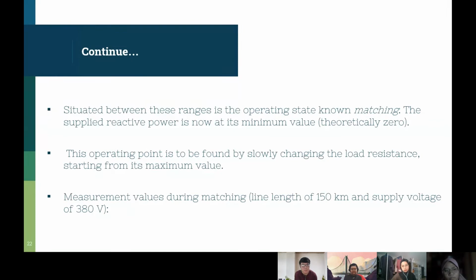Between this range, it is operated in a non-matching state. The supplied reactive power is now at its minimum value, theoretically 0. This operating point is to be found by slowly changing the load resistance, starting from its maximum value. Measured values during the matching, line length of 150 km and supplied voltage at 380 volts.